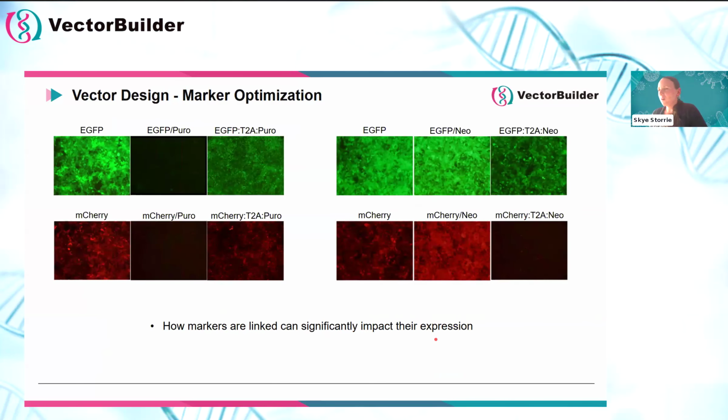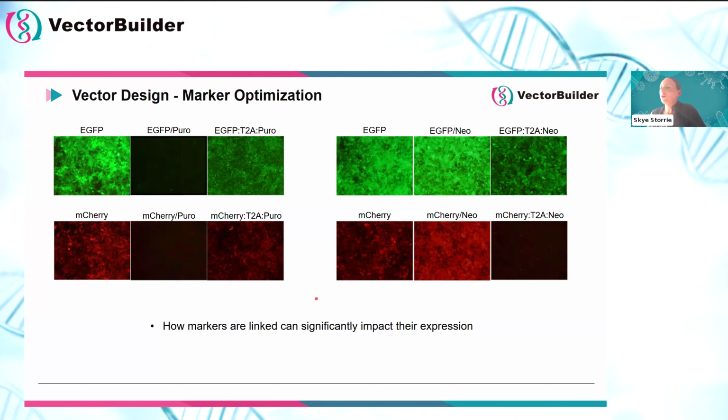Also, how you link your markers is surprisingly important. So here we've linked our markers either by direct fusion, or we've used a 2A linker. And you can see, depending on the type of antibiotic that we've used, we actually see quite a marked difference. So for EGFP Puro, using a 2A linker is much more effective, whereas it's the opposite for EGFP Neo, where direct fusion works much better. And again, this is something you really need to test.